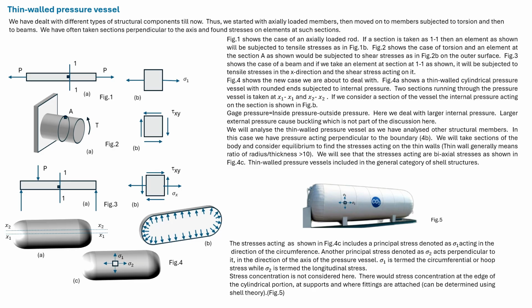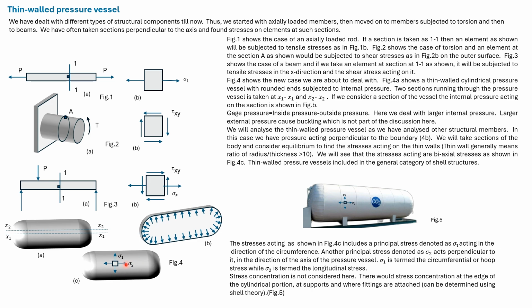Pressure vessels fall under the general category of shell structures. A pressure vessel is referred to as thin-walled if the radius to thickness ratio is greater than 10. Here we deal with pressure vessels where the internal pressure is greater than the external pressure. Gauge pressure is equal to inside pressure minus outside pressure. Larger outside pressure compared to inside pressure will cause buckling within the structures.